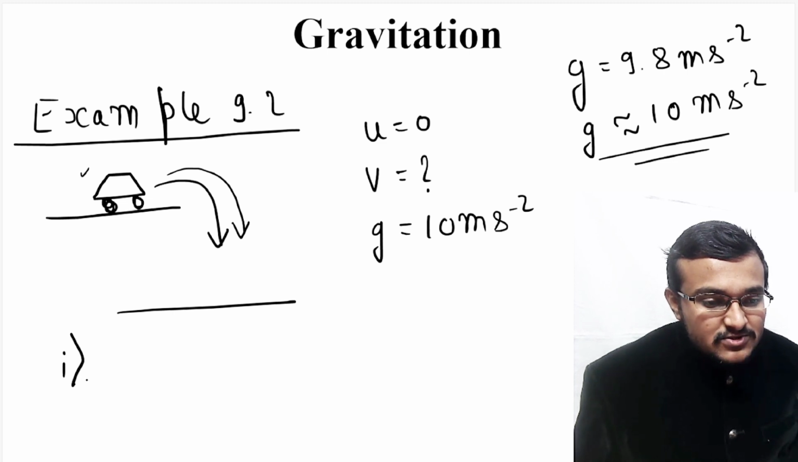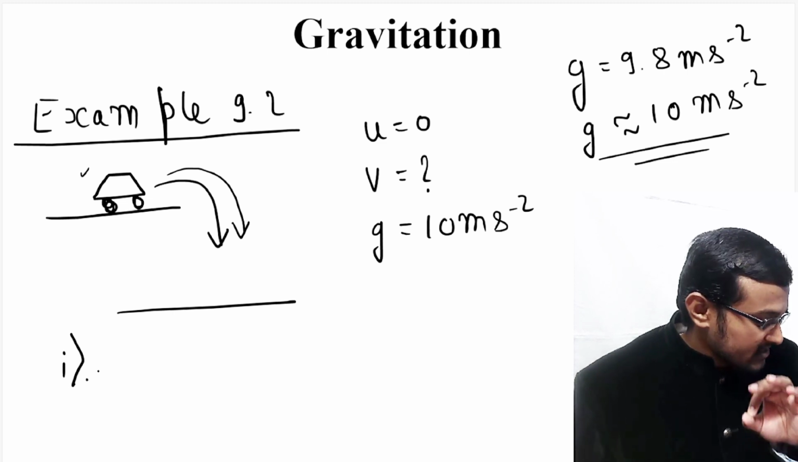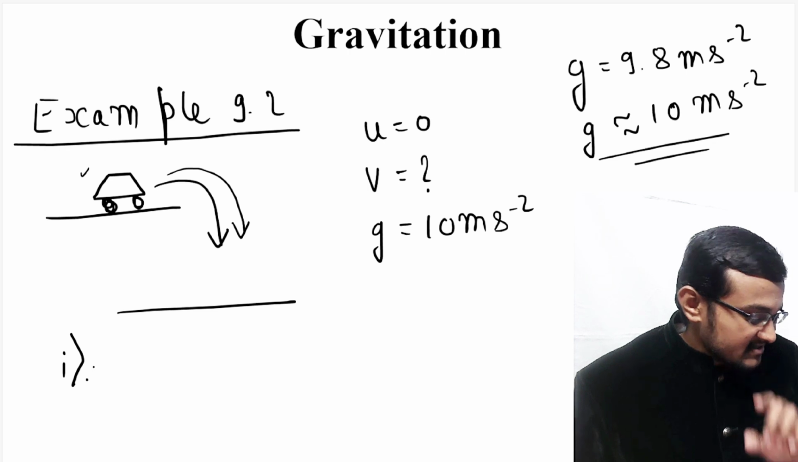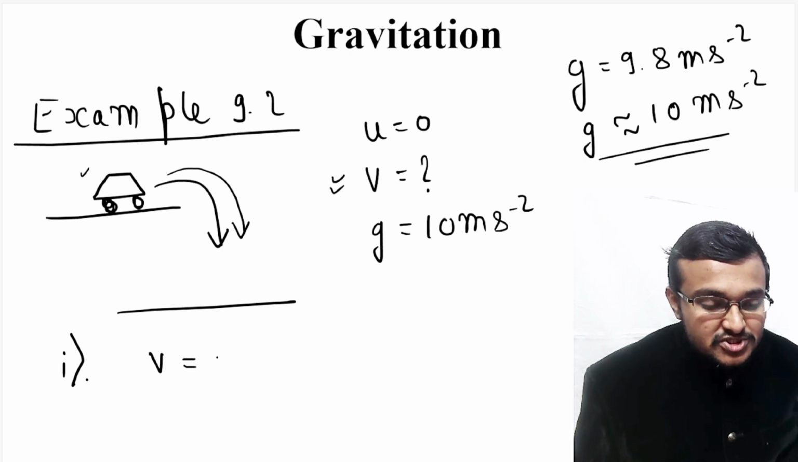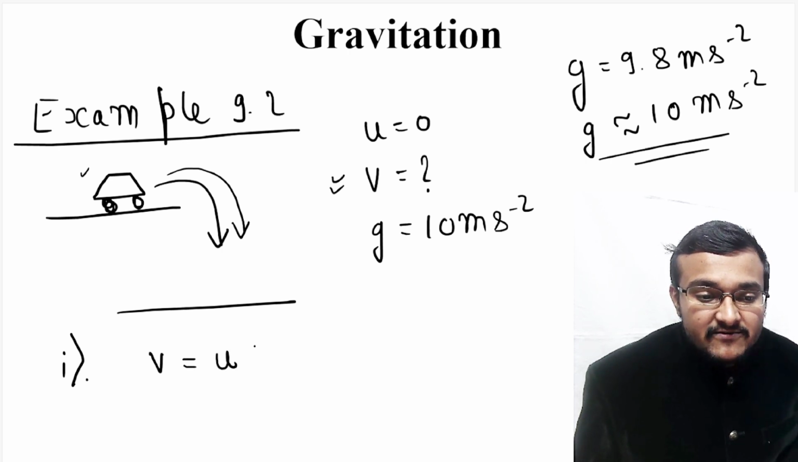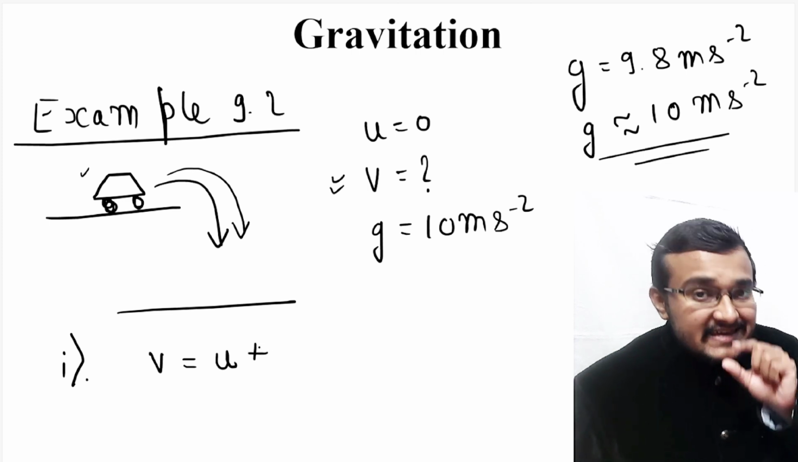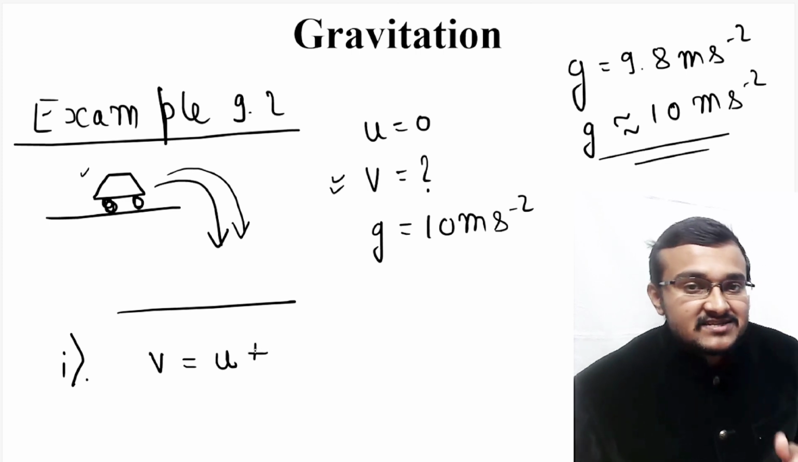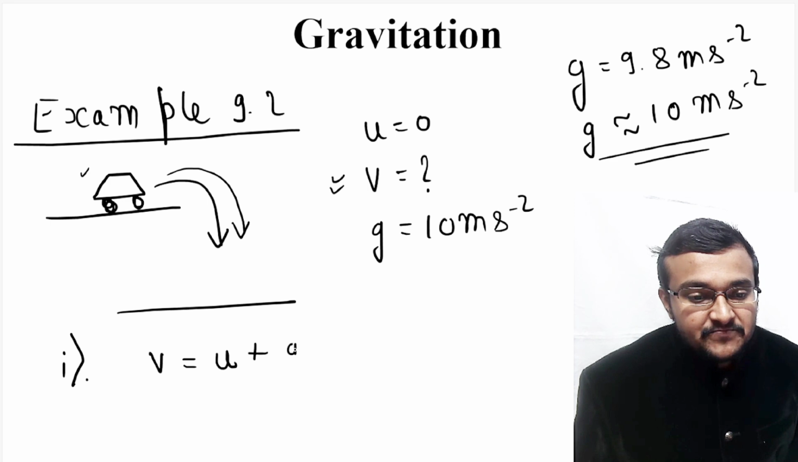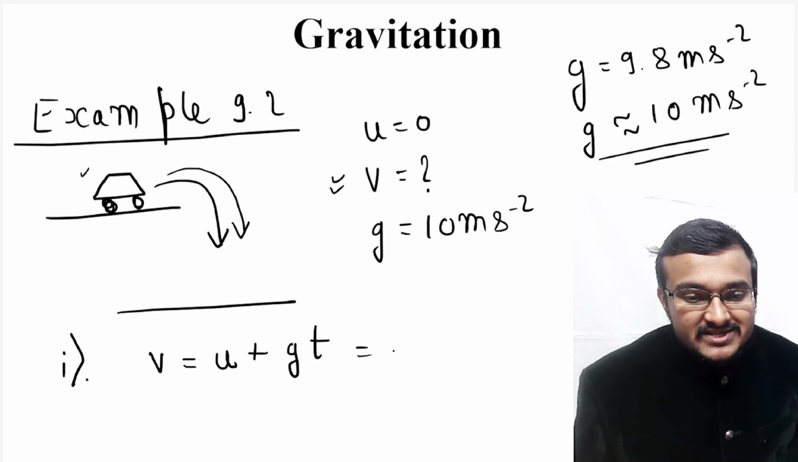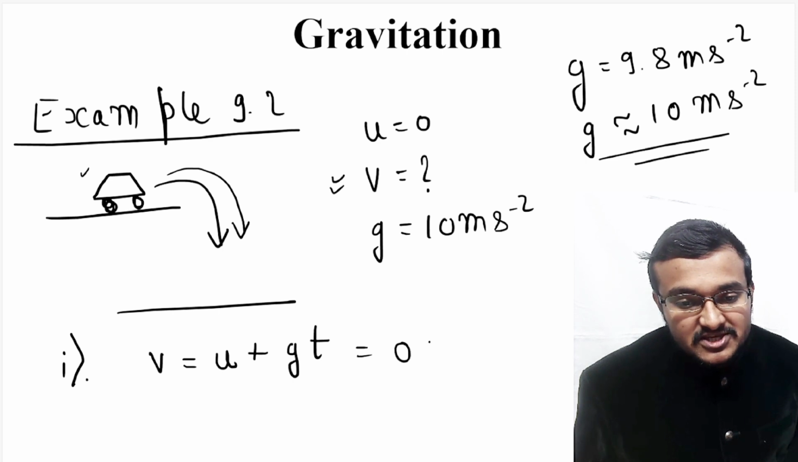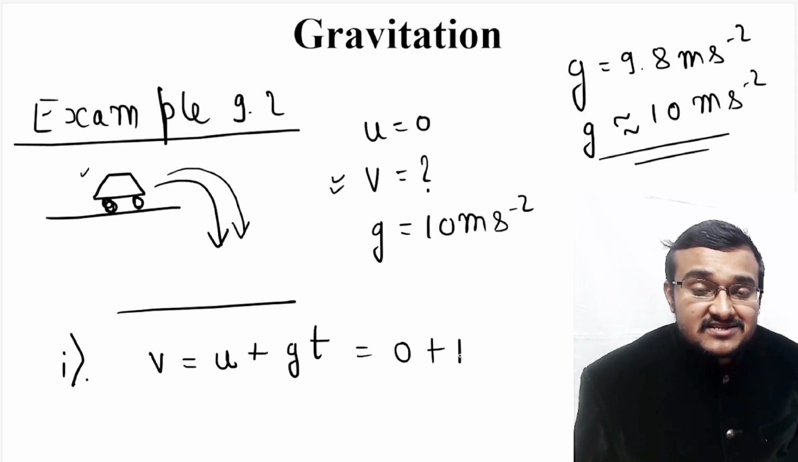So in the first question, they are asking you to calculate the final velocity. So what is the final velocity? In order to find the final velocity, you can use the first equation of motion, that is v is equal to u plus at. In the place of a, you can substitute g, because here the acceleration is acceleration due to gravity. So v is equal to u plus gt. So what is the initial velocity?